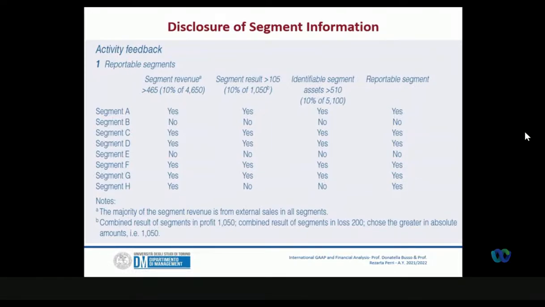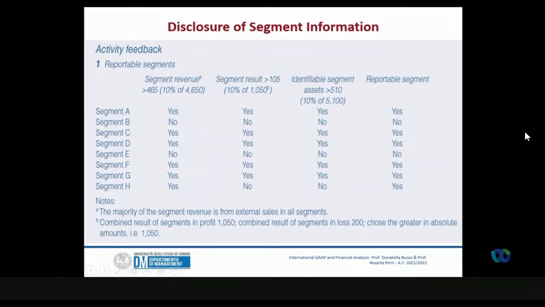We see that all of them are reportable except for segment B. Segment B meets none of the three thresholds: it has segment revenue less than the threshold, segment profit less than the threshold, and identifiable segment assets less than the threshold. The same with segment E.